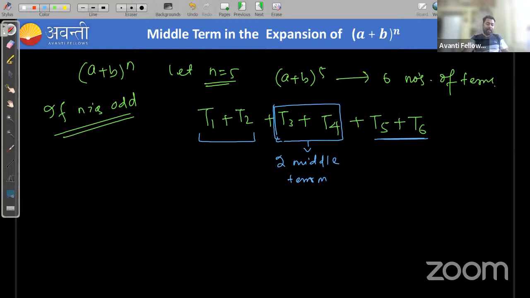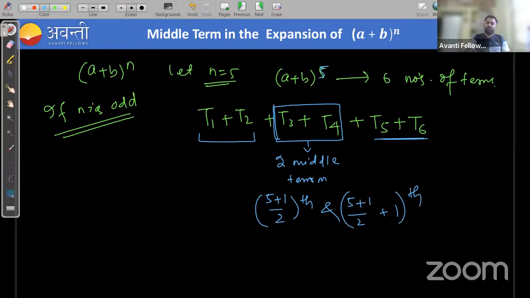Similarly, as we did in the case of even n, for odd n also we need to derive the formula to find the middle terms. How can you represent T3 and T4? That is important. Here n is given as 5. So by using n, how can you find 3 and 4? We can write them as the (5 + 1)/2 th term and the (5 + 1)/2 + 1 th term.